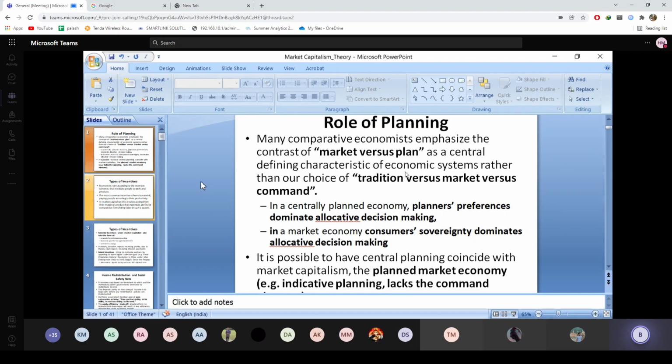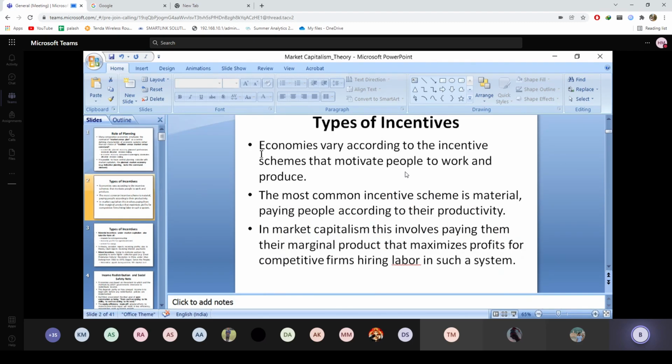And so now let's look at the types of incentives. Here also we can compare economies. Now here basically the economies vary according to the incentive schemes that motivate people to work and produce. Now we will very clearly see, in case of market economy as well as in case of socialist economies, what kind of incentives the economy produces and gives people to encourage them, to motivate them to work and produce.